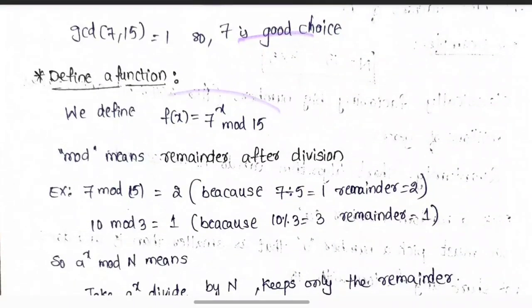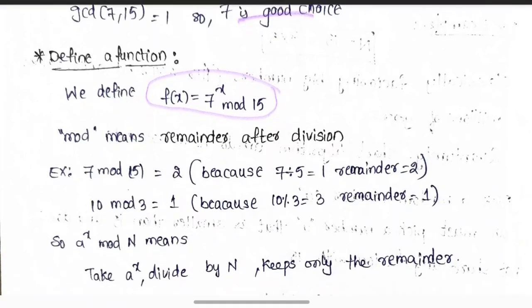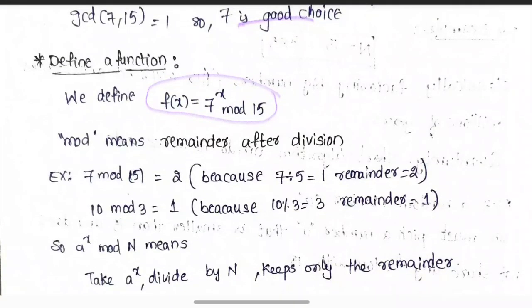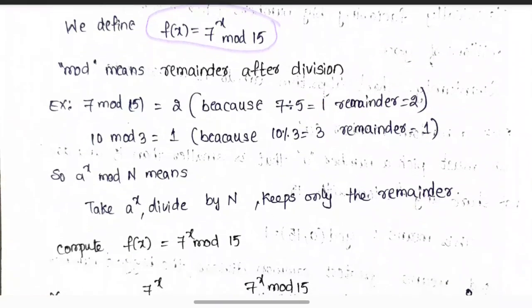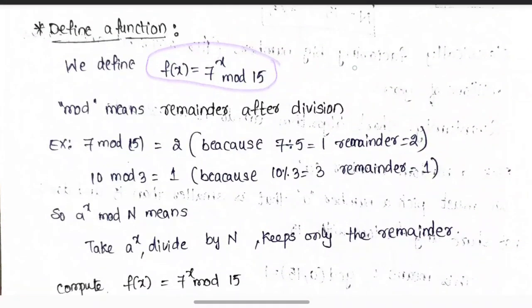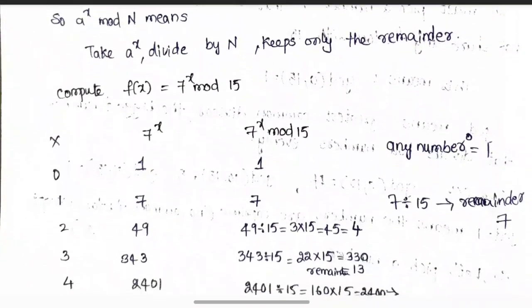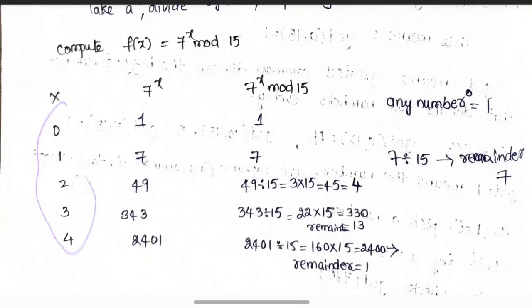How are we defining the function? This is how we define the function in Shor's algorithm: F of x is equal to 7 power x mod 15. What is that? 7 power x mod 15. You know the mod, right? If it is 7 mod 5 in this particular case, the remainder will be the result. If it is 10 mod 3, 1 will be the remainder, so that is the output you need to write. I have chosen some x values, 0 to 4.